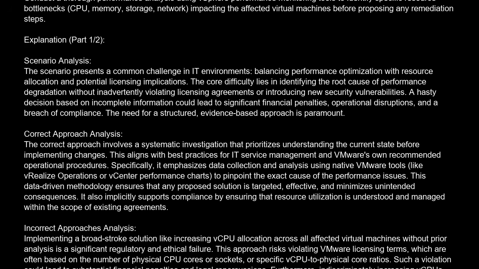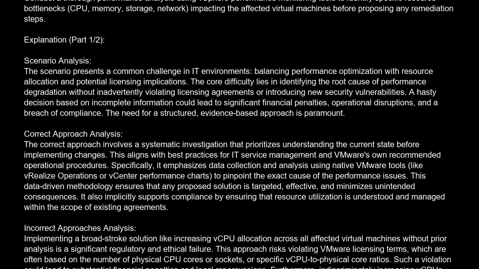The correct answer is C. Conduct a thorough performance analysis using vSphere performance monitoring tools to identify specific resource bottlenecks, CPU, memory, storage, network, impacting the affected virtual machines before proposing any remediation steps.